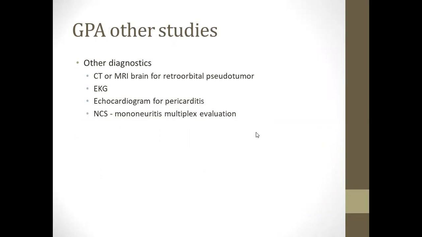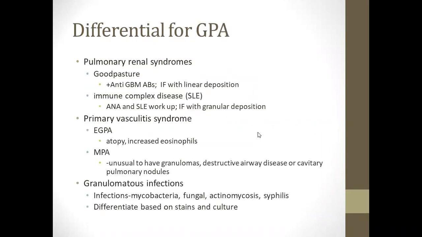So just other things you may think about: echocardiogram for pericarditis, again, very rare, but possible. Nerve conduction study for mononeuritis multiplex, and then also the sural nerve biopsy we talked about a minute ago. Thinking of the differential, the pulmonary renal syndromes, lupus, Goodpasture's, and the workup to rule those things out. And then the cousin diseases of EGPA and microscopic polyangiitis.